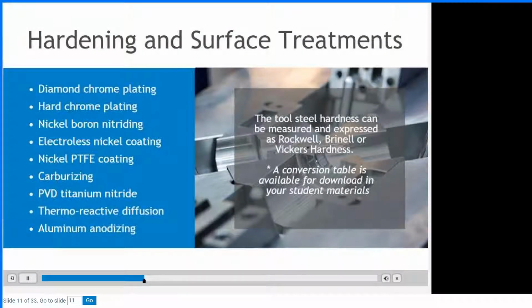Other factors for mold steel selection are the hardening procedure and surface treatment. Diamond chrome plating, hard chrome plating, and nickel boron nitriding are just a few examples of surface treatments that can be used to alter steel surfaces. And each one of them has advantages and disadvantages. There are so many different treatments available. It really depends on the plastic material you're using and what you're really trying to do. So your tool maker is a good source for additional information, as you can imagine.